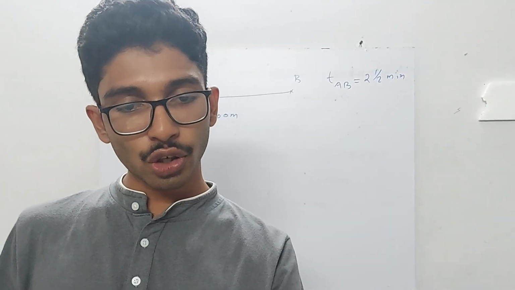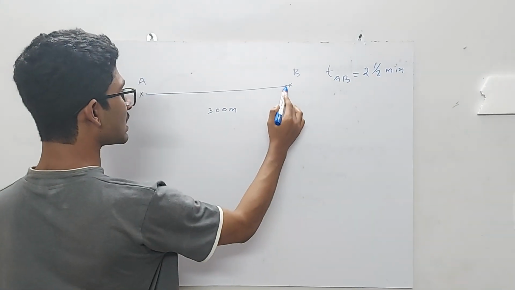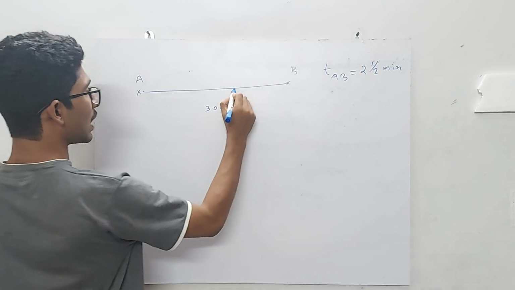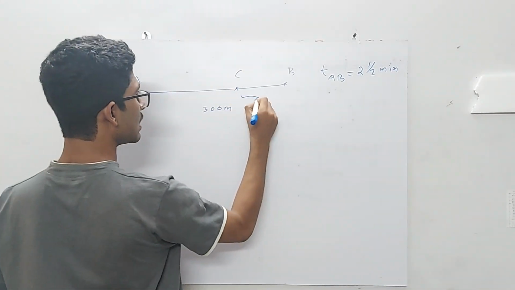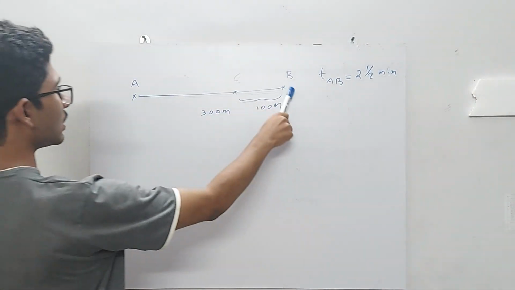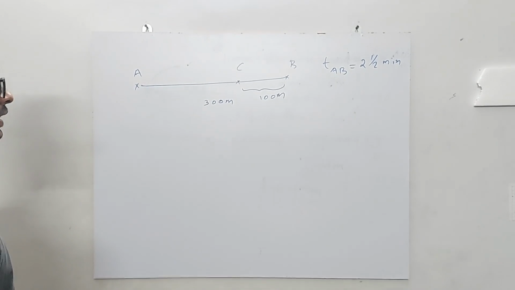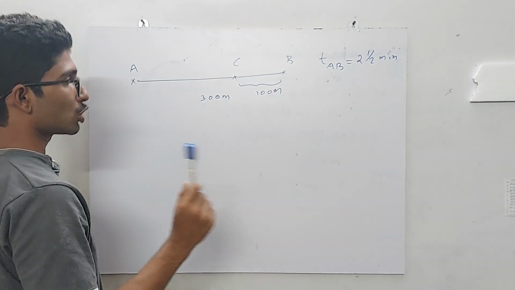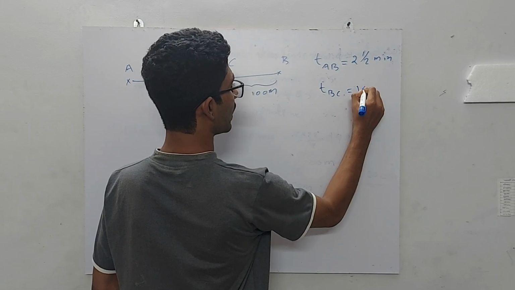And then he turns around and jogs 100 meters back to point C in another 1 minute. So from here he turns back and jogs 100 meters, so this point is given as C, and this distance is 100 meters. So that's his journey. He goes from A to B, 300 meters, then comes back from B to C, which is 100 meters. And the time for the B to C motion is given to be 1 minute. T_BC is equal to 1 minute.